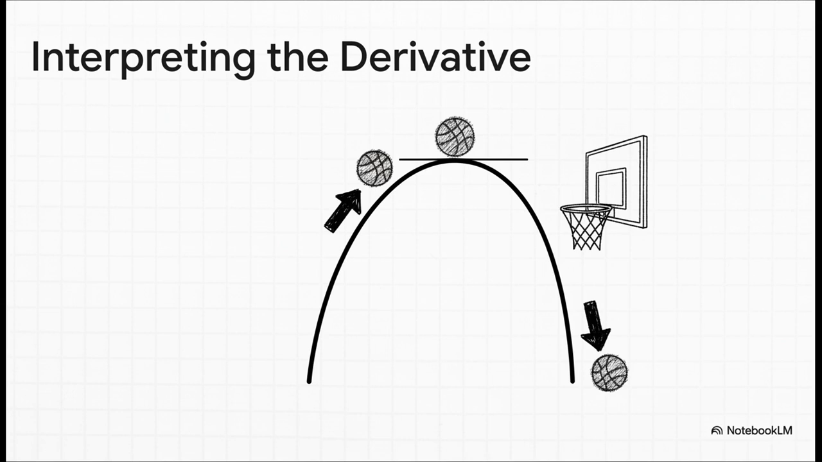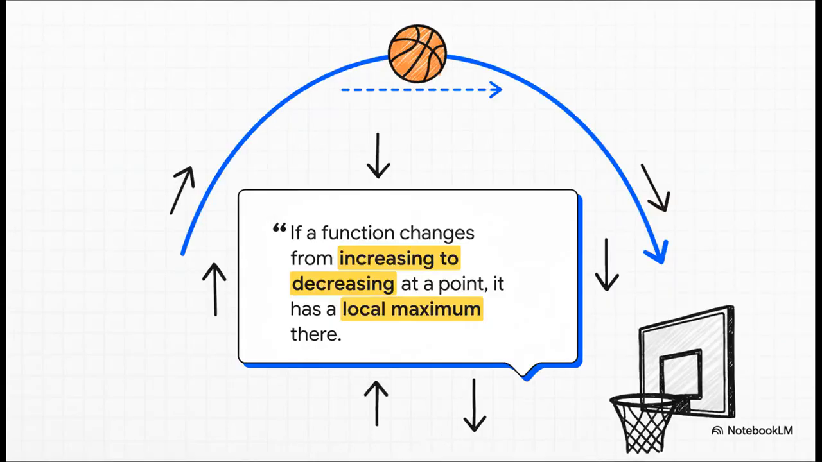But what about that moment when the derivative isn't positive or negative? What happens when it's exactly 0? That's the magic moment. It's that split second where the ball seems to just hang in the air. As it transitions from going up to coming down, its slope is perfectly flat. That is the peak of the shot, its highest point, and it's precisely where the derivative equals 0.